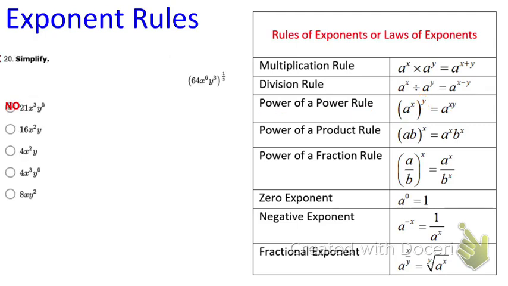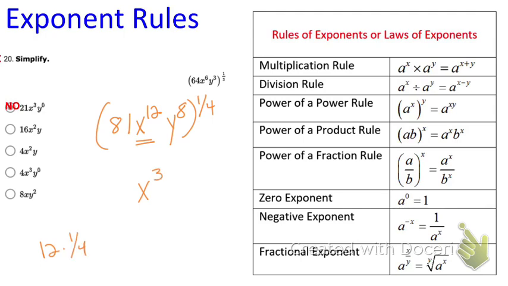This one is very similar. Let me give you an example. If I have 81 x to the 12th, y to the 8th, same thing, it's the power rule, so you're multiplying the exponents. So if we look at the x's, we have 12 times the 1/4, that would be x to the 3rd. Or if we look at the y's, we have 8 times 1/4, which is 2. But for the 81, that is 81 to the 1/4 power.